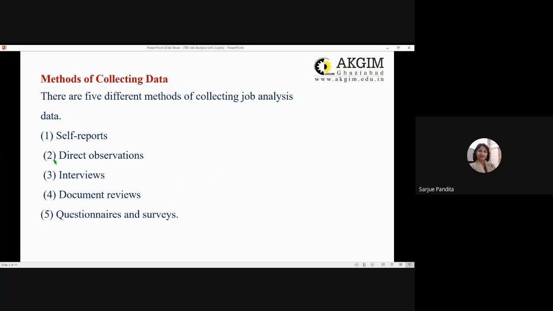Then the second important thing is direct observation. So direct observation is another method to collect data for job analysis. Many jobs can be studied by observing an employee actually performing the job. And sometimes, in order to reduce the audience effect, a video camera can be used to record an employee doing the job. And using a camera, especially these days, wherein we have IT as a boon for us.